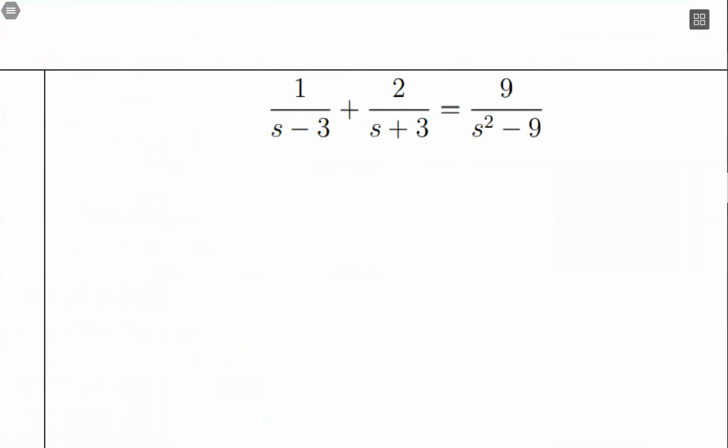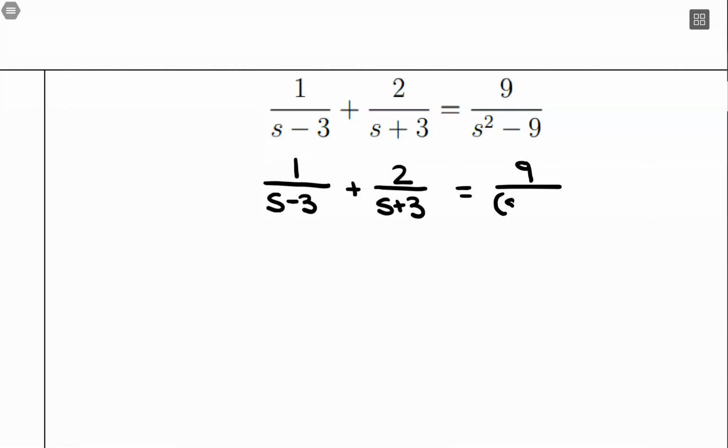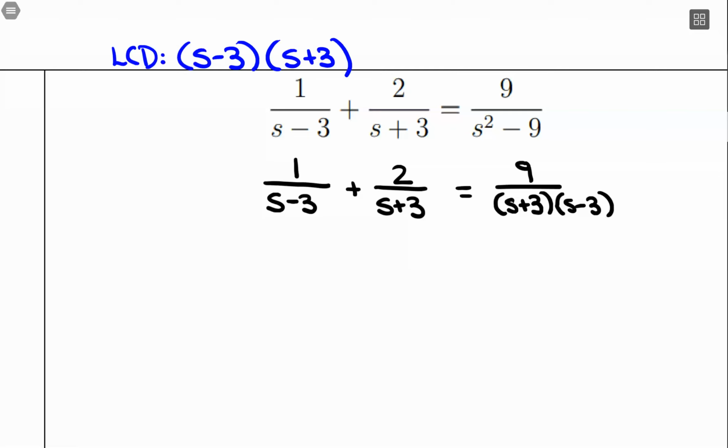So in this case, what I can see is I need to factor that right-hand side before I find the least common denominator. So let's factor: 1 over s minus 3 plus 2 over s plus 3 equals 9 over s plus 3 times s minus 3. So our least common denominator here will be s minus 3 times s plus 3. You can see that showing up in our denominators there, and there aren't any extra exponents, so we don't need to do anything more there.